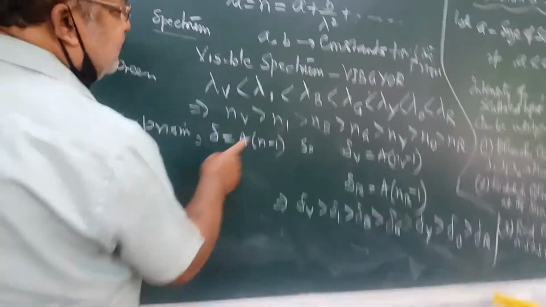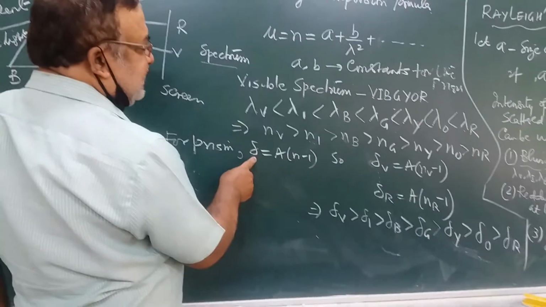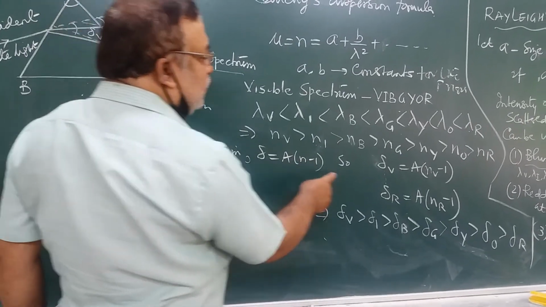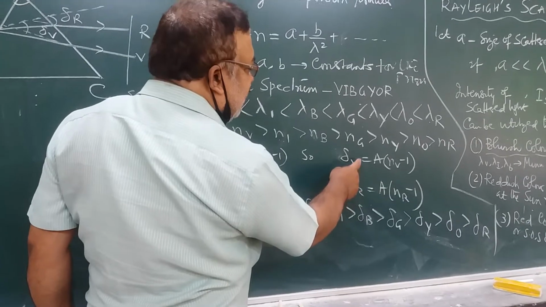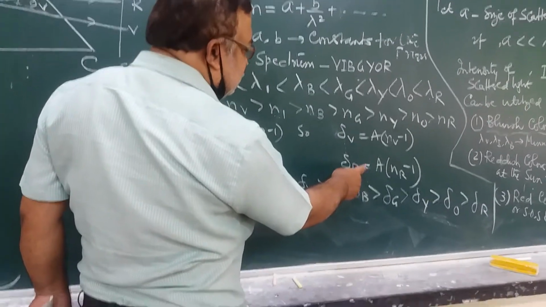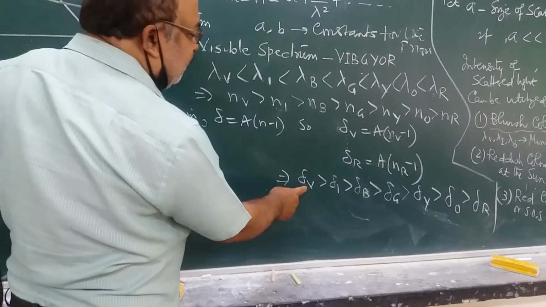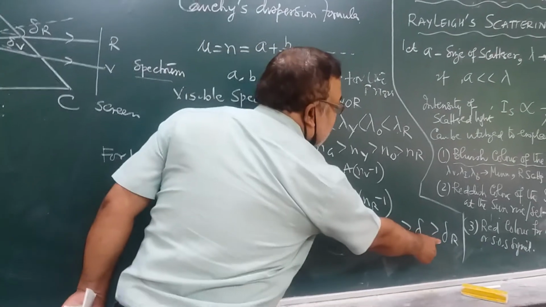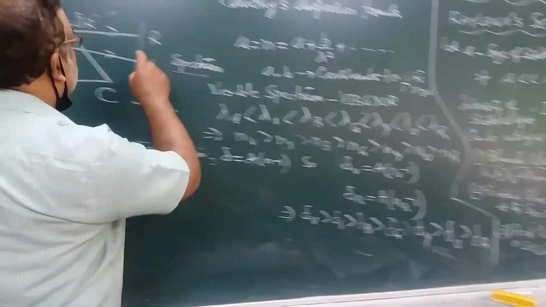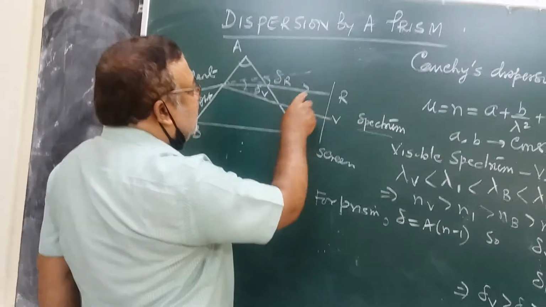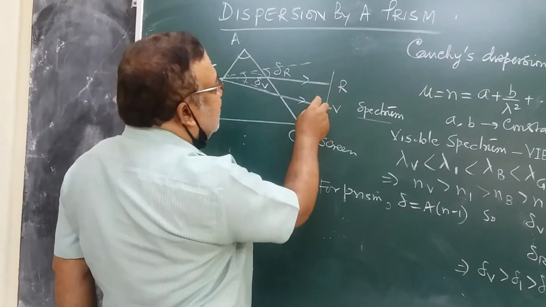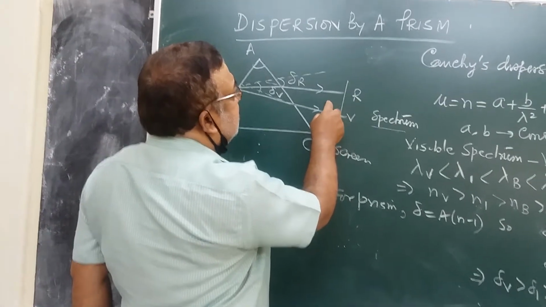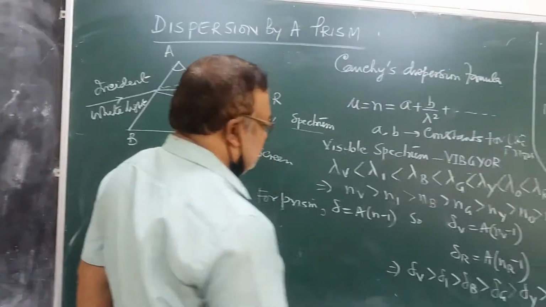Now for a thin prism, this is the relation for deviation, A(n minus 1), where n is the refractive index. Accordingly, for different colors we have these 7 different relations for the visible spectrum, and clearly for violet the deviation is maximum and for red the deviation is minimum. So this is the cause of splitting of white light or polychromatic light into its component colors.